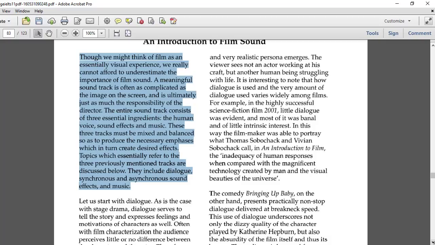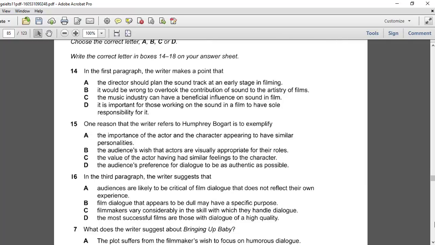The entire soundtrack consists of the essential ingredients. Okay. Number 14. The director should plan the soundtrack. No. It would be wrong to overlook the contribution of soundtrack. I think so. I think this was mentioned. Let's see number C. The music industry can have a beneficial influence. No. It is important for those working in sound and film to have sole responsibility of it. No. This was not. So I think it's number B.